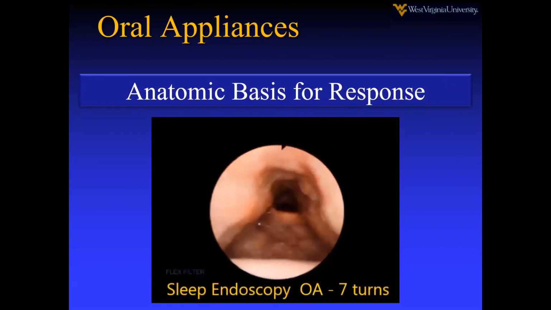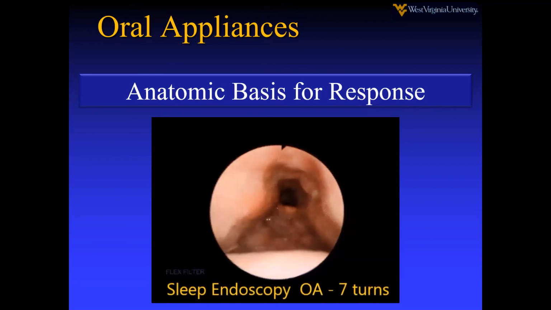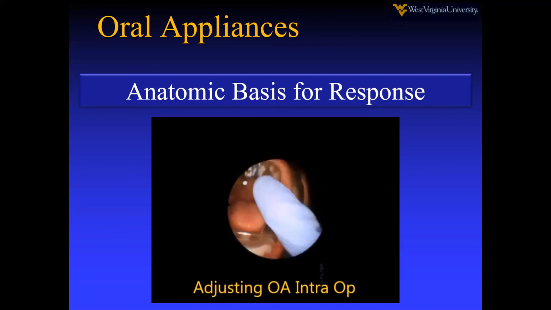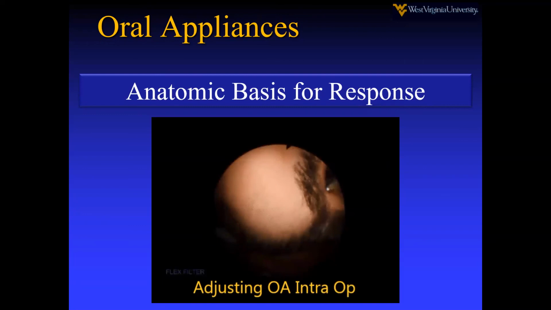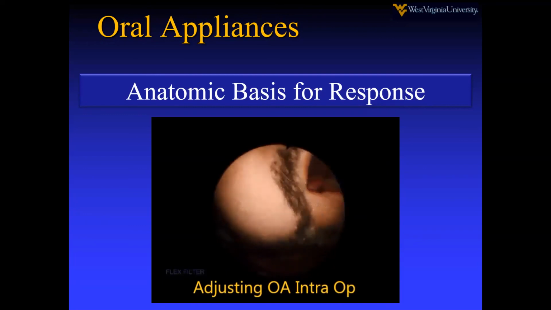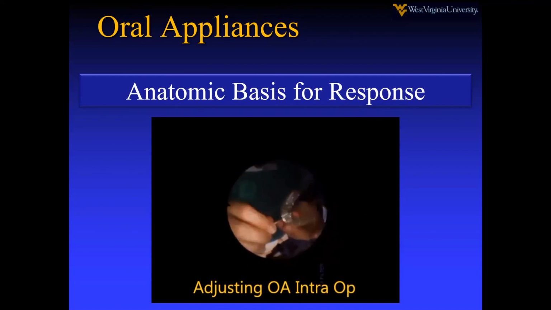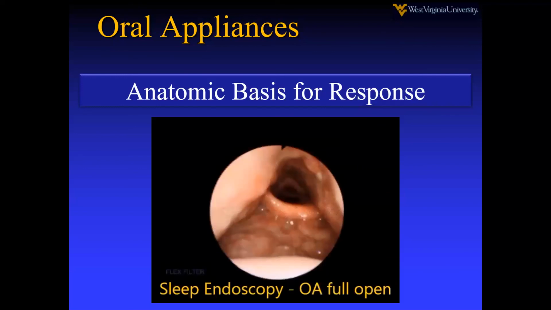Now we put 7 turns in it, and you can see that he's no longer obstructing palate and tongue base. Tongue base still quite small. We eventually opened it up to full bore. This just shows how he was adjusting it intraoperatively. So basically what we did is during the sleep endoscopy, we titrated the oral appliance to prevent obstruction. Those are his hands, okay, not mine. Okay, fully open. Beautiful, huh? Very impressive.